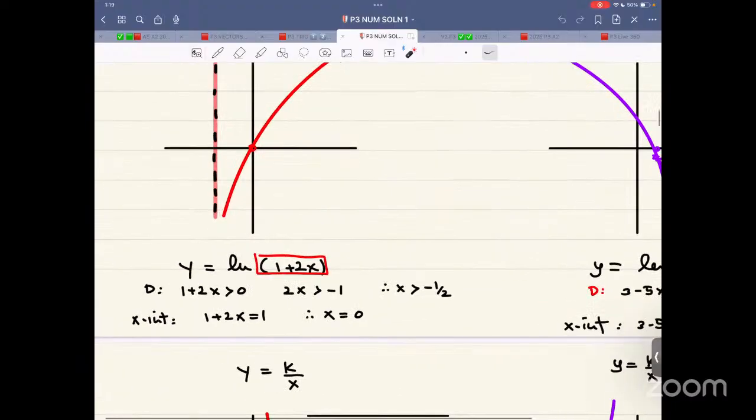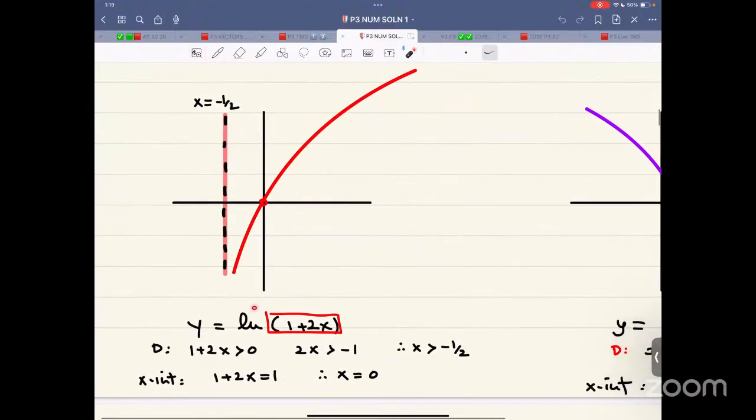More examples on this. Y is equal to ln(1 plus 2x). 1 plus 2x is greater than 0. X is greater than negative half. So draw a line at negative half, and the graph should be to the right of that line. And then the x-intercept, that is 1 plus 2x equals 1. X is equal to 0. So this is like this, but it has been shifted.